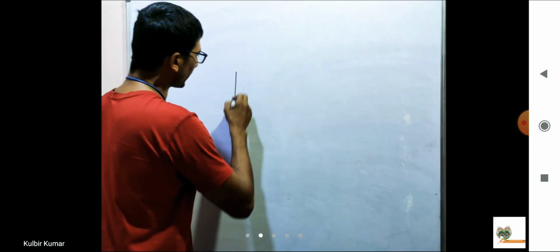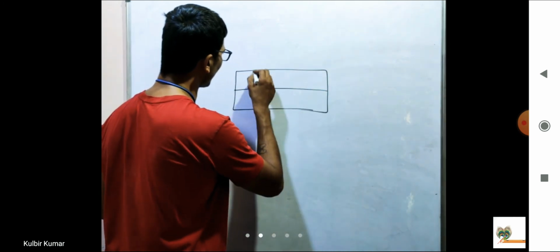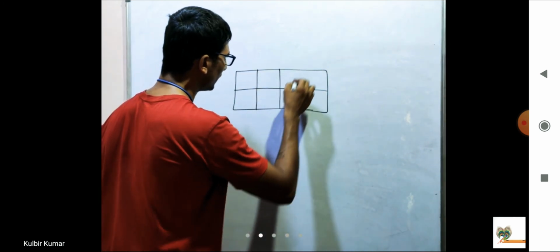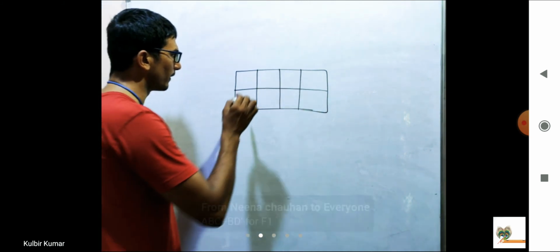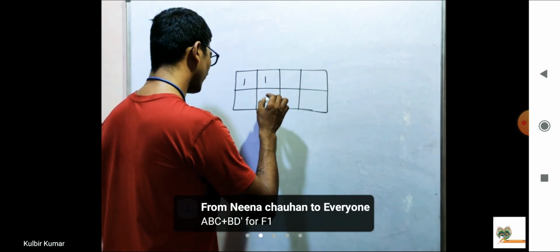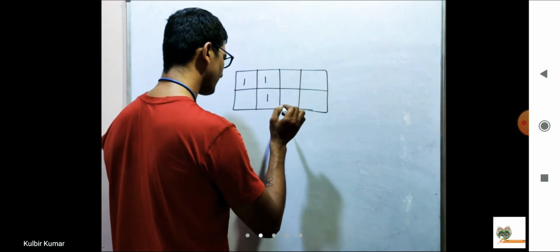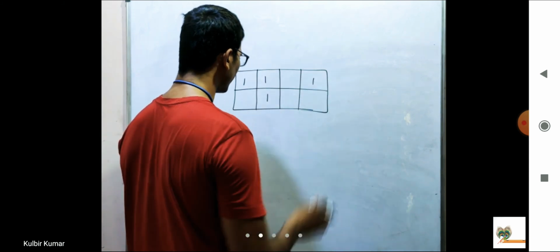Okay, so I'm just going to take a 3 cross, sorry, I'm just going to take a 3 variable function. So the K map has a total of 8 cells. So let us assume these are the 8 cells, and I'm going to fill a few ones here. So let us take one here, and let us see one here, and let us take a single one here.